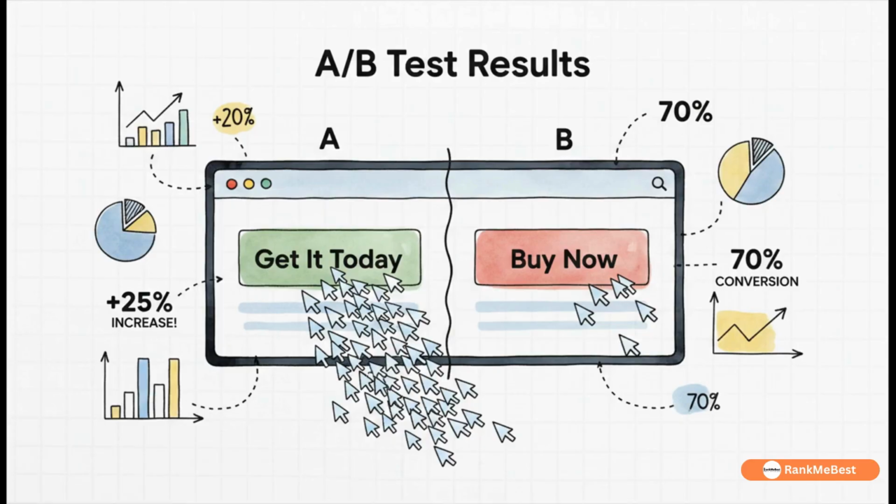I mean, look at this. You might think buy now is way more direct and would work better. But in this test, just changing the words to get it today boosted clicks by 25%. You would never ever know that unless you tried it. The only way to find out what works for your audience on your site is to test. Test the colors, test the words, test where you put it. Let your users tell you what works.